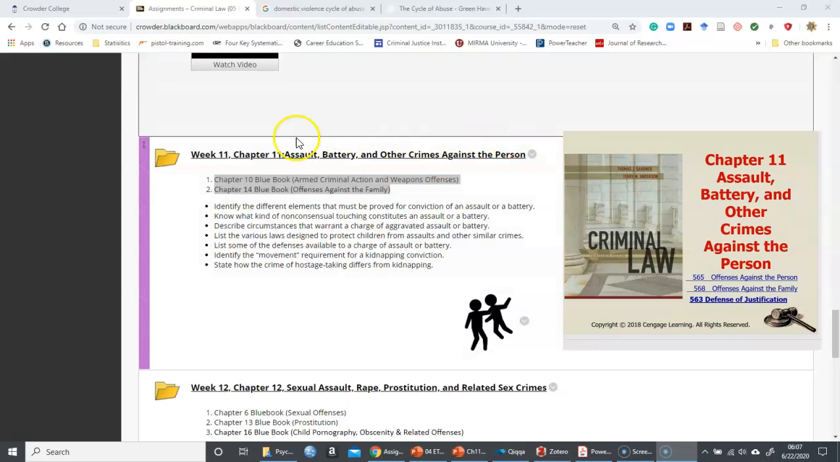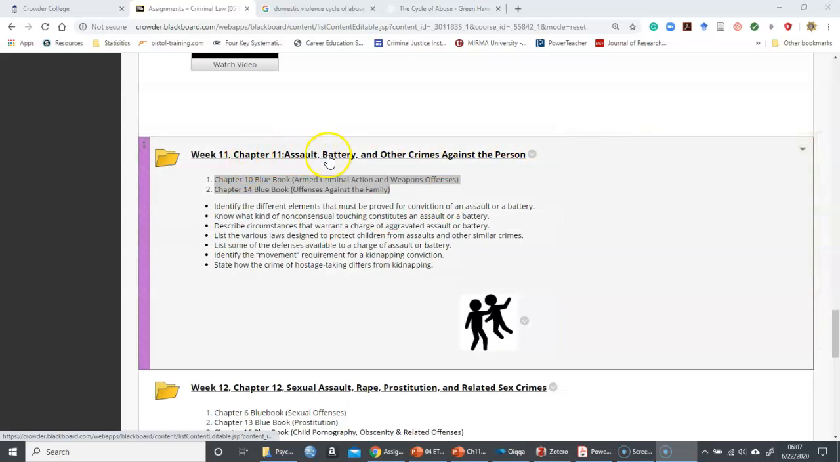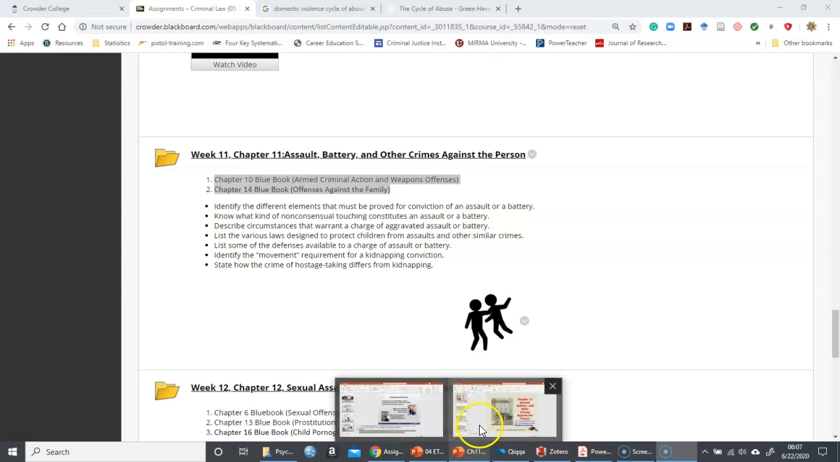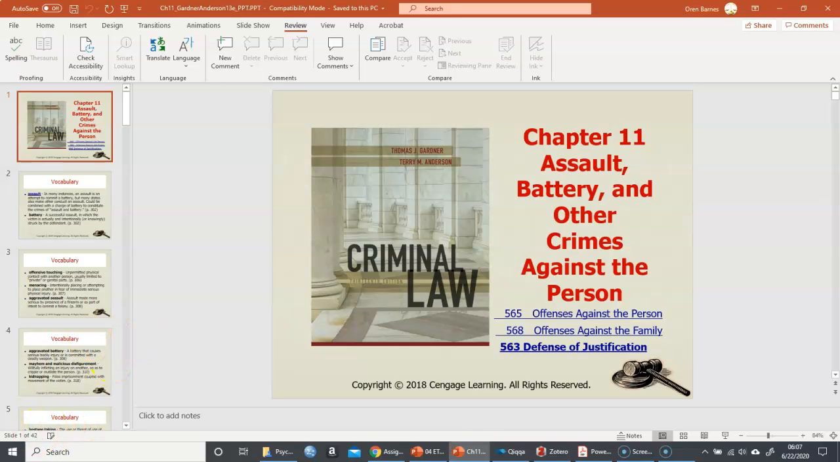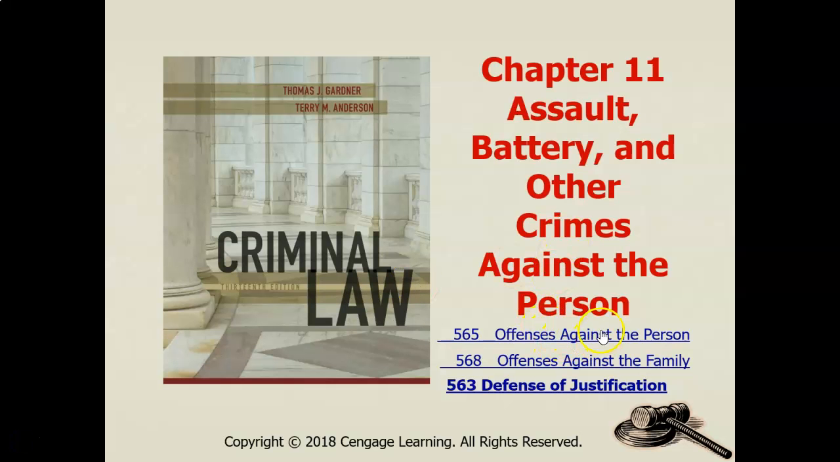Okay, so this chapter we're covering Chapter 11, Assault, Battery, and Other Crimes Against Persons, in addition to our Blue Book, Armed Criminal Action, and Offenses Against Family. We're going to cover some other material in our lecture this week, in addition to those Blue Book chapters. So I've provided you some links to work your way through. Our textbook goes along with our Blue Book fairly well, but again, you will need to read through and look at the other statutes as we go.